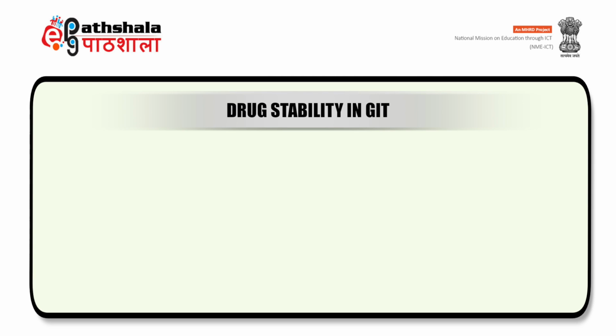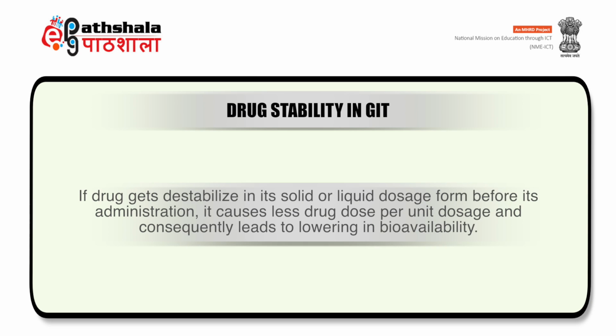Drug stability in gastrointestinal tract. A drug should be stable in its dosage form for its better physiological availability. In case if the drug gets destabilized in its solid or liquid dosage form before its administration, it causes less drug dose per unit dosage and consequently leads to lowered bioavailability.